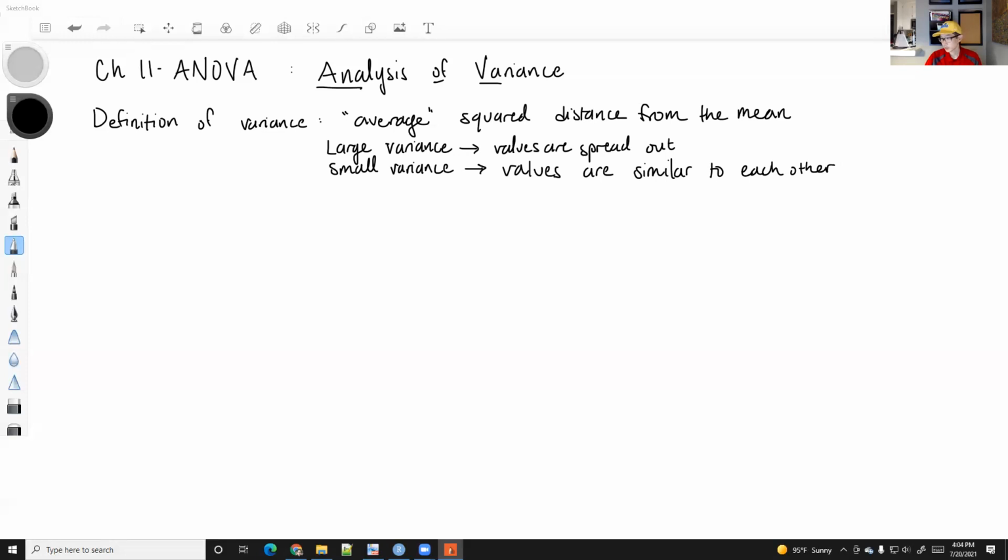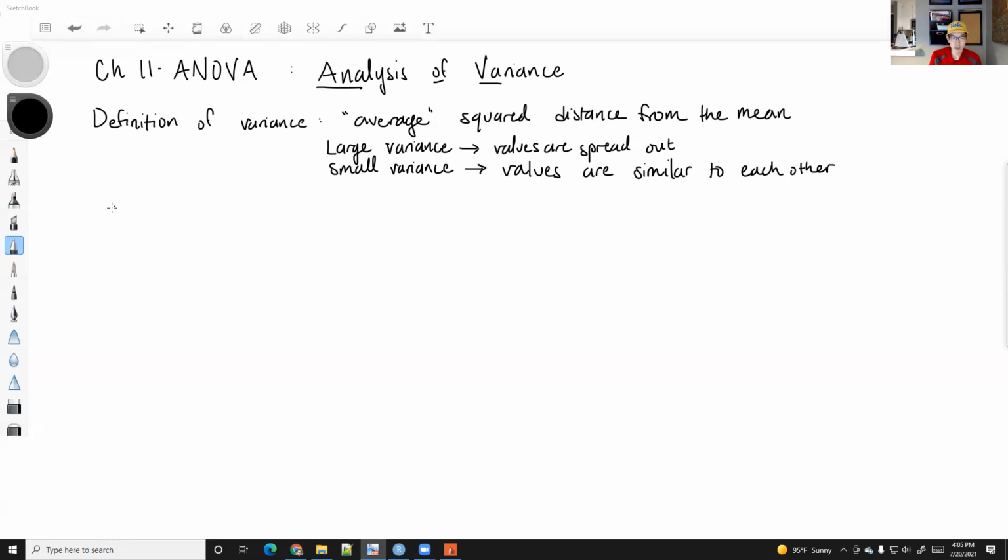Okay. And so the big idea of this chapter is that we're going to try to see if we can explain some of the variance in a variable, right? So we pick one of these variables in our data set and we see, okay, the values are spread out or they're not so spread out or whatever it is. And we're going to try to explain some of that variance with another variable.